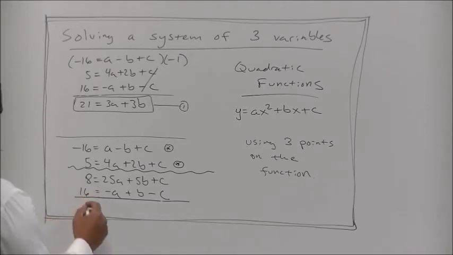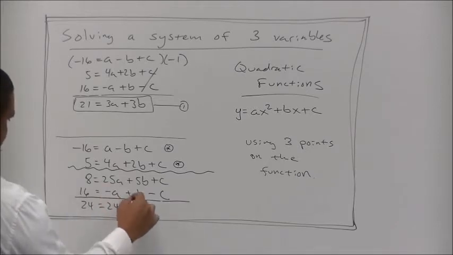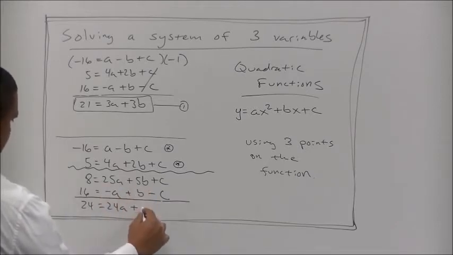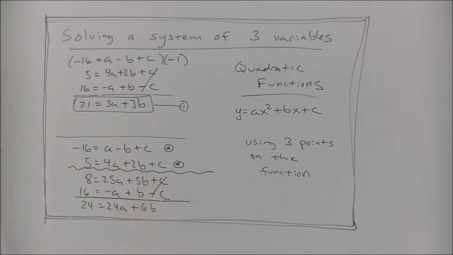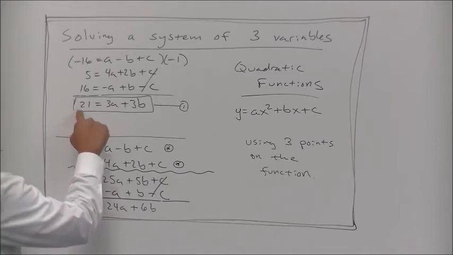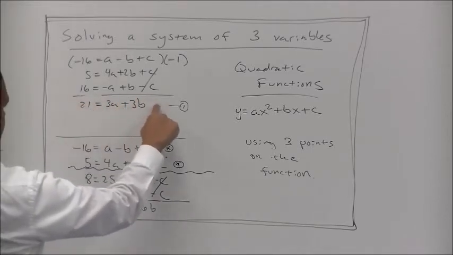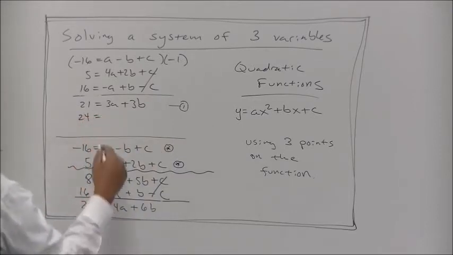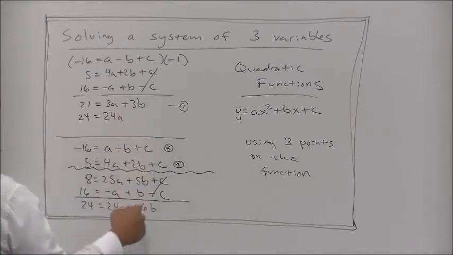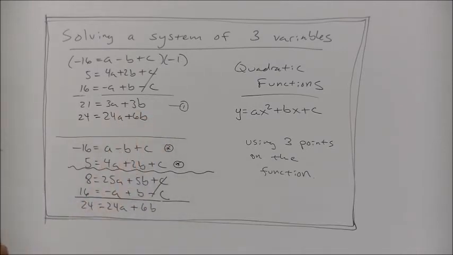So if we do that, we get 24 equals 24a plus 6b, because that goes away. Alright? So now I'll bring it up here with my first equation. So we have 24 equals 24a plus 6b.